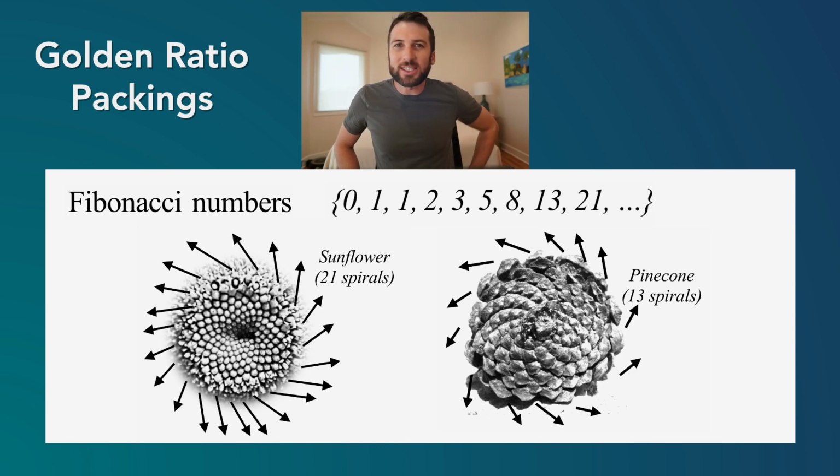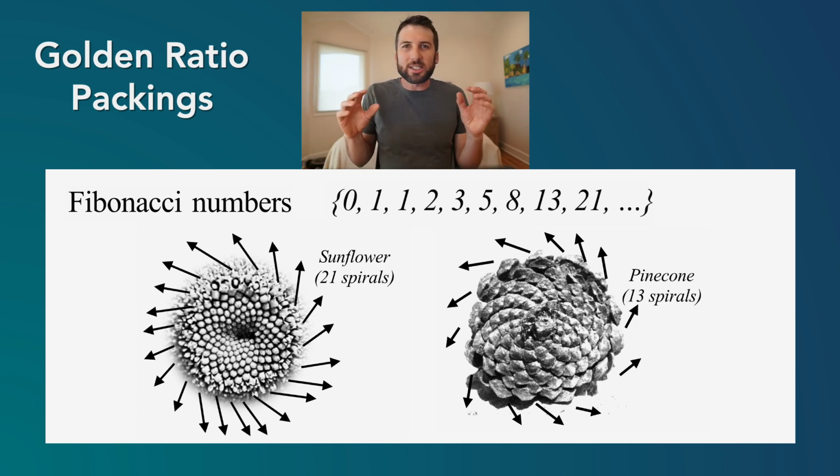Now there's also an interesting connection to the Fibonacci numbers. The Fibonacci numbers are a sequence created where each number equals the sum of the two previous numbers. So 1 equals 0 plus 1, 2 equals 1 plus 1, 3 equals 1 plus 2, 5 equals 2 plus 3, and so on and so on. The numbers continue to 8, 13, 21, 34, 55, and continue.